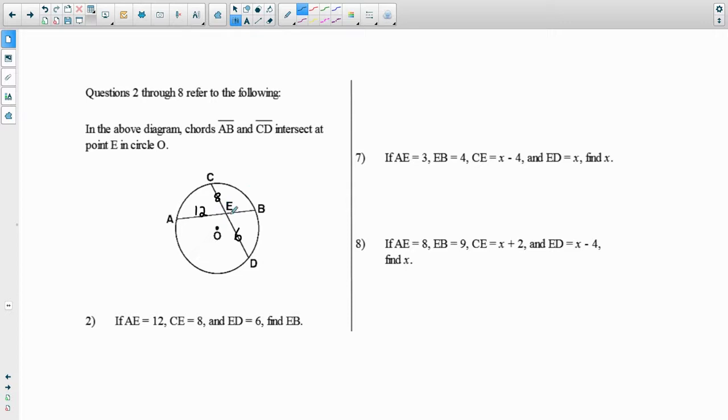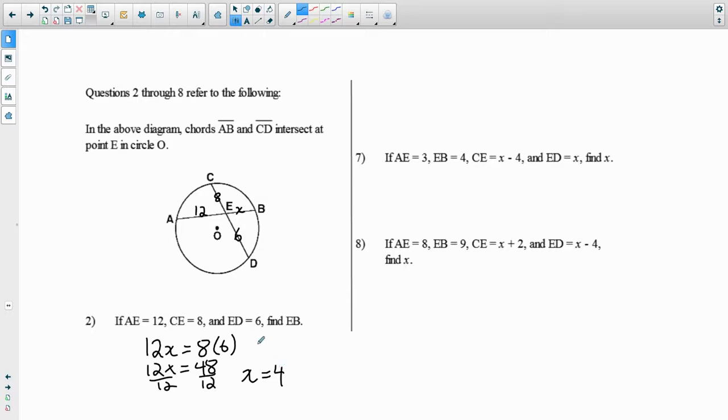There's no x in this problem, so I'm going to put my own x in what I'm looking for. And again, remember, the two parts of the same chord when multiplied, so 12 times x, should be equal to the other two parts of the other chord it intersects, which is 8 and 6. So right down here, I'm going to say 12 times x, which is 12x, will be equal to 8 times 6. 12x will be equal to 48. Divide by 12, and x will be equal to 4.